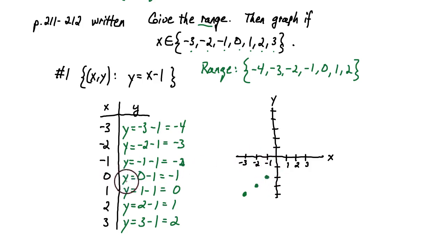Next row, 0, comma, -1. Right there. Next row, 1, comma, 0. That's right here. Do you see the pattern of the dots? We know from an earlier chapter that this is a linear function.